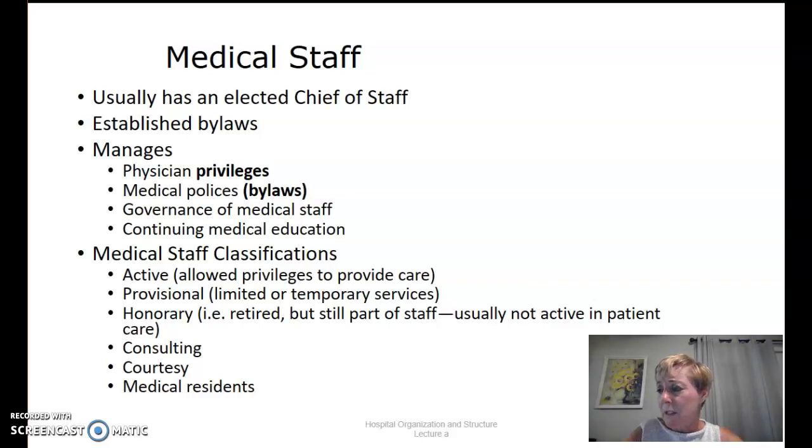You can have a consulting physician, so they just come in and provide consultations for patients and then they leave. A courtesy would be like a visiting physician, and then you have medical residents. Now, this information is in your textbook, and it's important you know because, like I say, on your RHIT test, they're not going to ask you about these medical staff classifications, but they might put it in there like Dr. So-and-so is an active part of the active staff at so-and-so hospital, and what is this physician allowed to do?